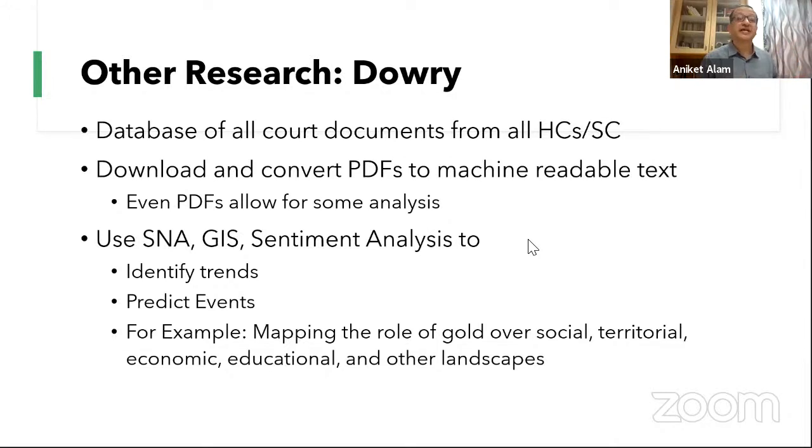What we were trying to do is identify trends, predict events. Just like the CIA predicts where the Taliban is supposed to be. Of course, as you now see, the predictions weren't all that good, but whatever. Can we, for example, map the role of gold over social, territorial, economic, educational landscapes? Where does gold play? What role does gold play? Who's giving?